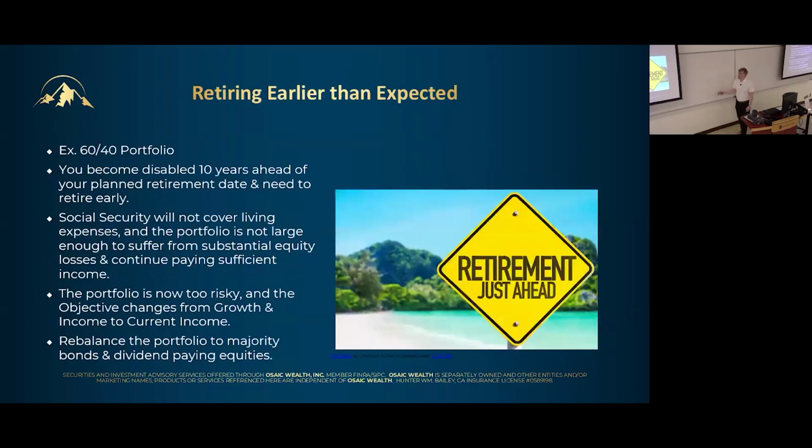Retiring earlier than expected can also be something that makes you change your needs. So let's say you're sitting on that 60-40 portfolio again. You become disabled 10 years ahead of your planned retirement date and need to suddenly retire early. Social Security is not going to cover your living expenses, and the portfolio was not large enough to suffer substantial equity losses and continue paying sufficient income.